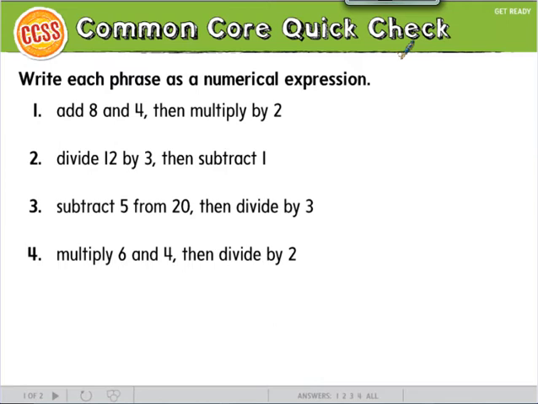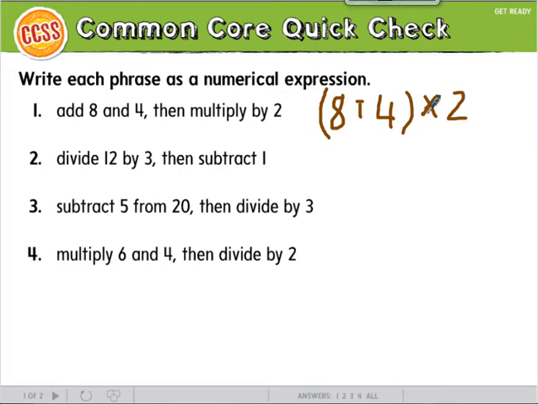Okay. So the first one, we're going to add 8 and 4. So 8 plus 4 times. And we're going to put it in parentheses because in order to do order of operation, if you're going to add first, when you're multiplying also, you have to have parentheses. Then we're going to multiply by 2. Okay?